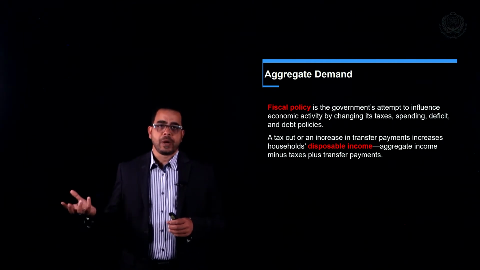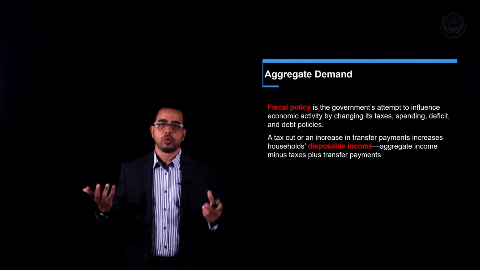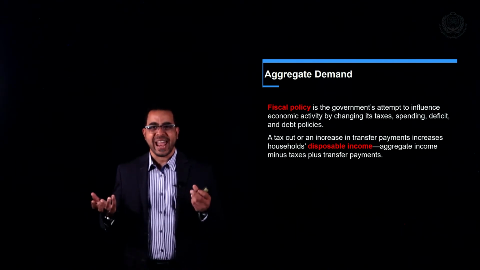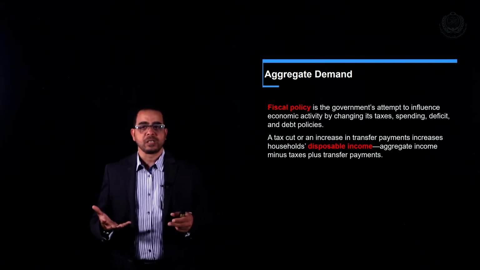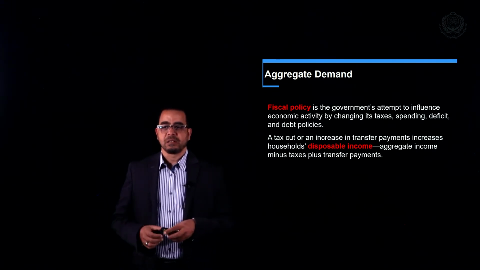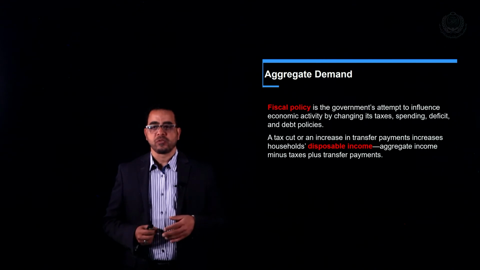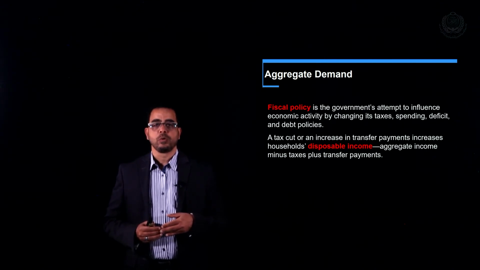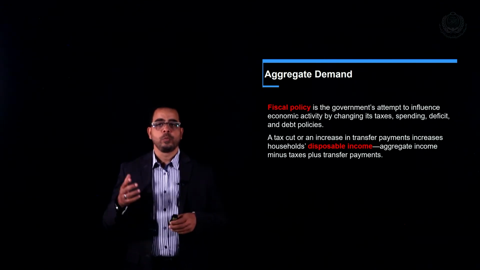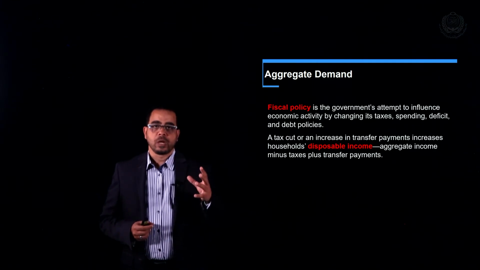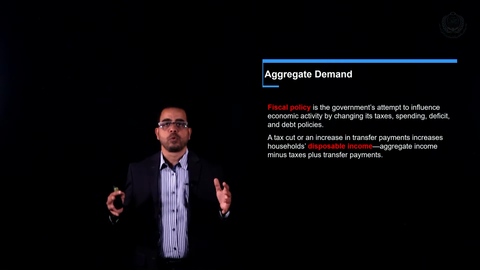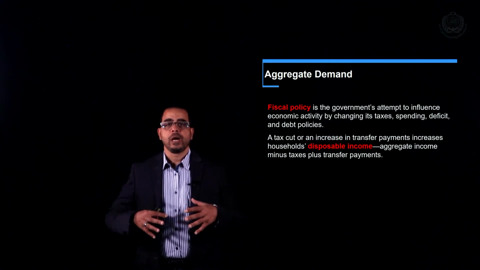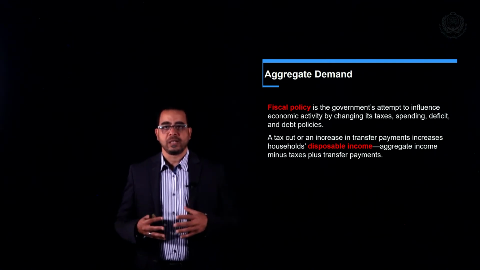So the government, by controlling or changing taxes and expenditure, can alter the aggregate demand. A tax cut or an increase in transfer payments increases household disposable income. What do we mean by that? Here we're talking about part of our income going to taxes, so we are unable to spend it, as it is in the hands of the government.